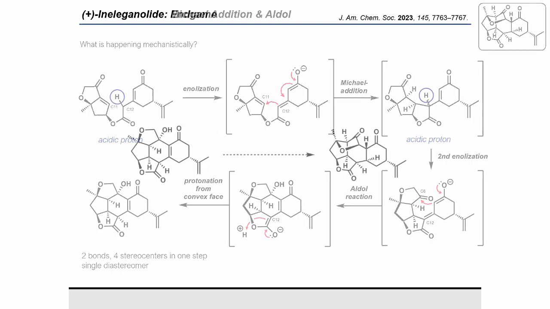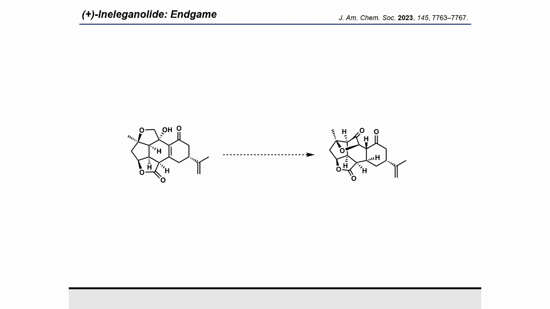Taking a step back, we can look at the general concept of the synthesis and see the transformations that still have to be done in order to finish the natural product. 1. We have to reduce the tetrasubstituted double bond of the enone. 2. Install some sort of oxygenation at our C5 position to then set up for 3. The semipinnacle ring expansion.